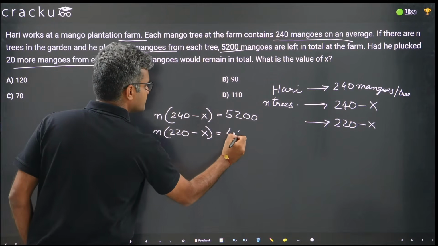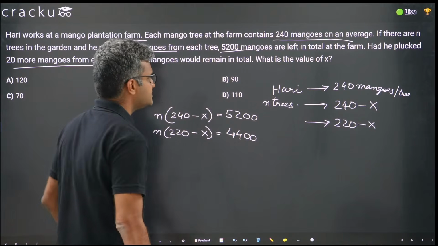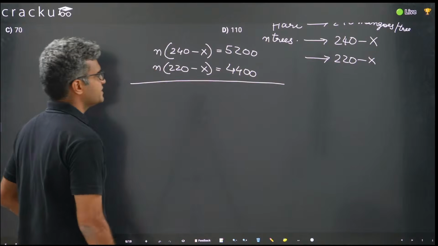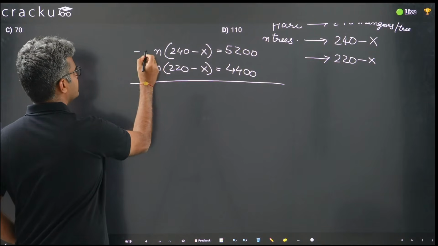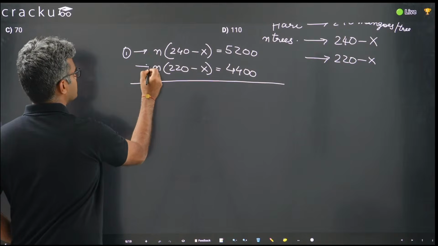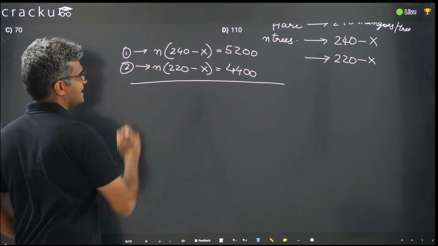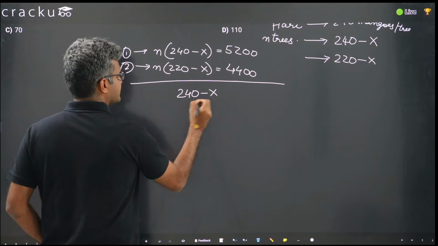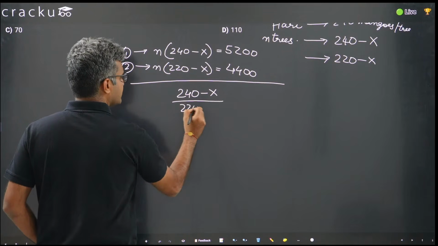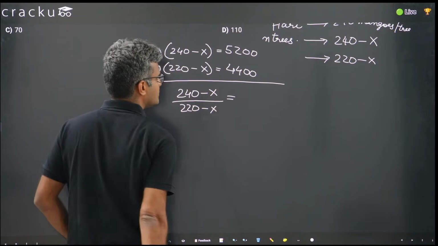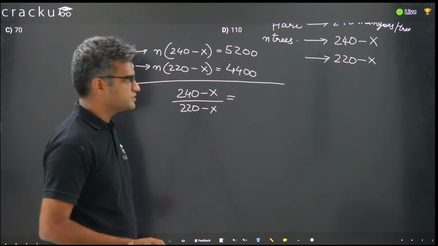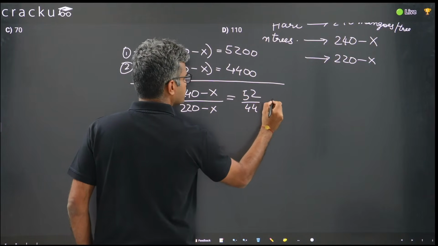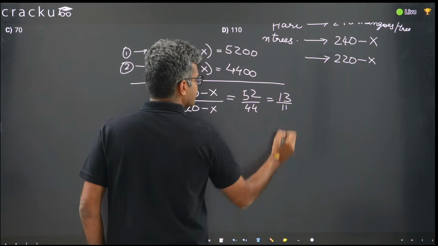This, we are told, is 4400. We are asked to calculate the value of x. If you divide the first equation by the second equation, we can cancel n and we are left with 240 minus x divided by 220 minus x is equal to 5200 divided by 4400, which is 52 divided by 44. This is equal to 13 by 11.